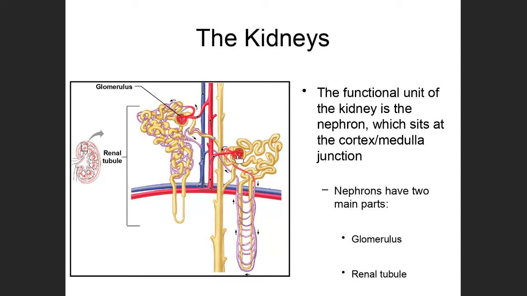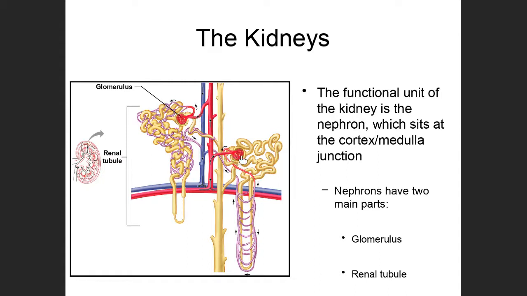So the glomerulus is the first major part of a nephron. And basically what it is, it is a ball of capillaries. It's a capillary knot. And specifically, these are fenestrated capillaries. And you may remember that fenestrated capillaries have pores in them. They tend to be more leaky. They let things filter out of them into the tissues of the body.